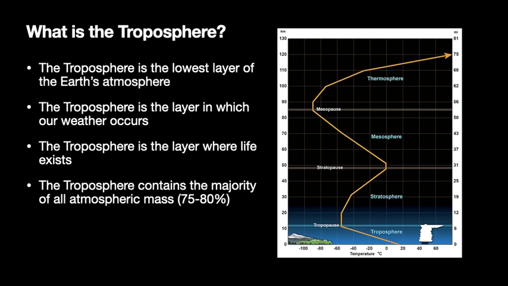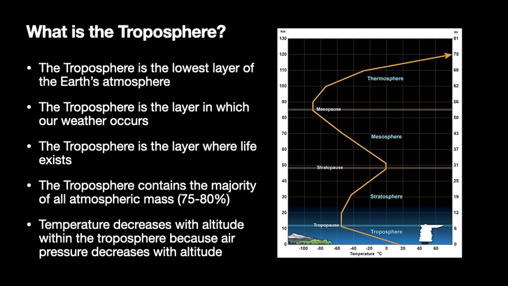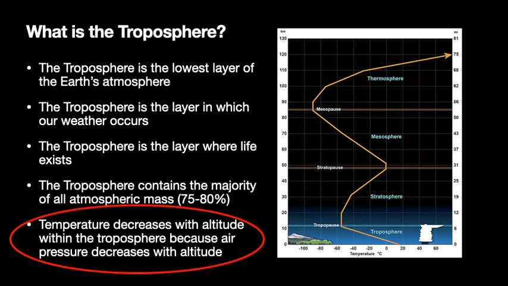of all atmospheric mass. That is, all the molecules in the atmosphere. Whether you're looking at the stratosphere, mesosphere, thermosphere, or exosphere, 75 to 80% of all the molecules are going to be way down here in the troposphere. As we go up in altitude within the troposphere, temperature decreases. And it decreases because air pressure decreases with altitude.